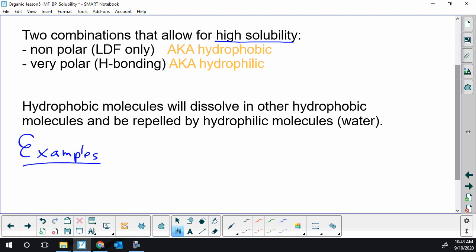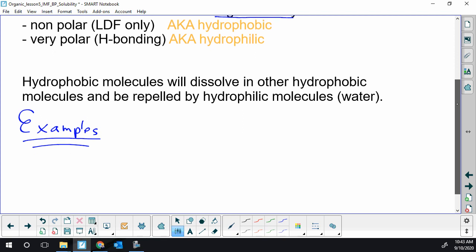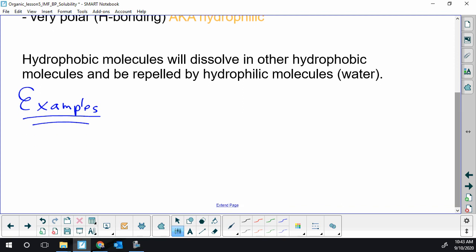I mentioned orally a couple of examples that create high solubility, but I want to write out a couple of examples. That's methanol. If you take methanol and put it in water, you're going to have an incredibly high amount of solubility. If you had 1 liter of water, you could put 4 liters of methanol in it, and it's going to be soluble. Very, very high solubility.